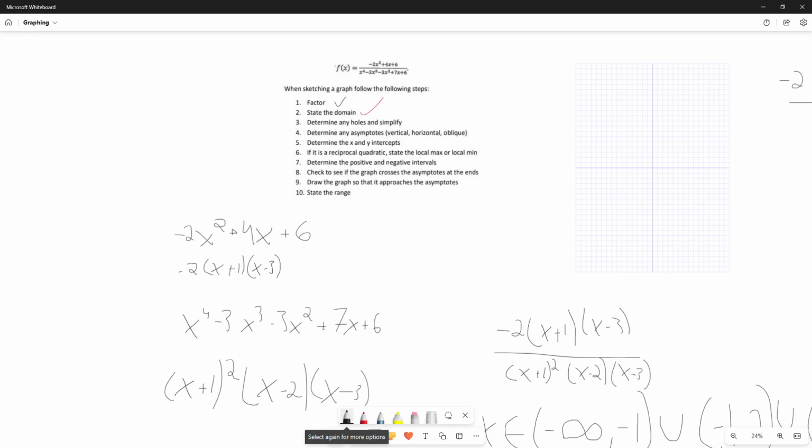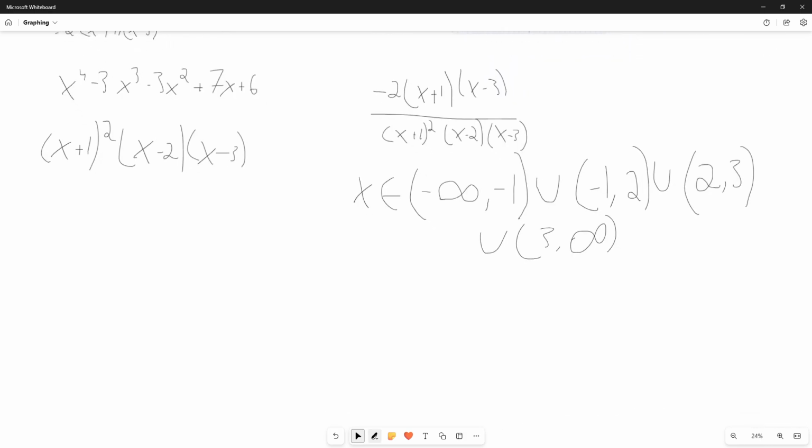And now determine any holes. So we have to look for any holes. Holes are when the top and the bottom have the same factor. So we have a hole here because this is the same and this is the same, and a hole here and a hole here. So the holes are at x equals -1. Remember that -1 plus 1 equals 0, so that's what makes a hole, and 3.